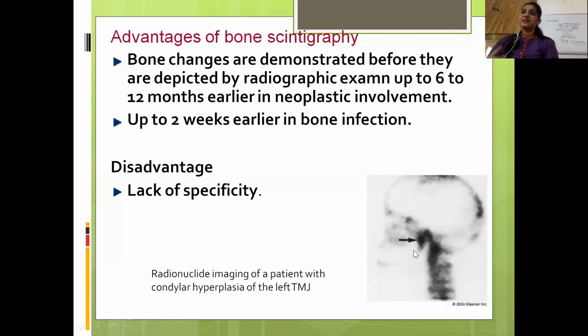So these are the advanced imaging techniques that you will be dealing with more, and you will deal with each imaging modality separately. Now we are just talking about TMJ imaging. So it is advised that if the patient has a history of malignancy, then he can go for this bone scintigraphy.